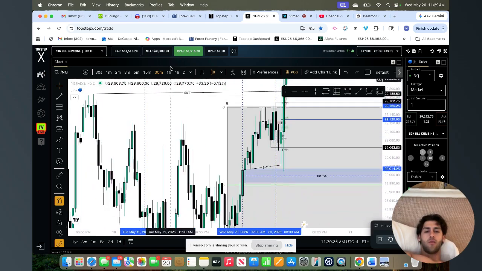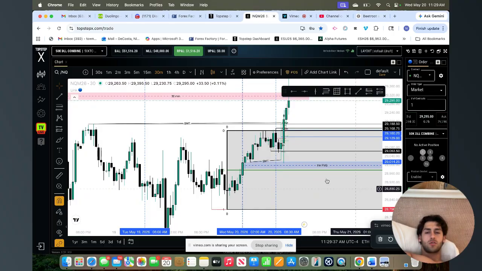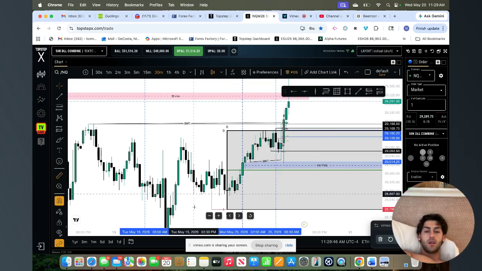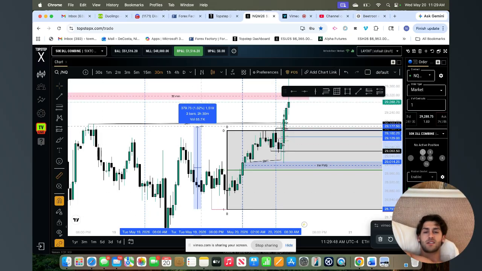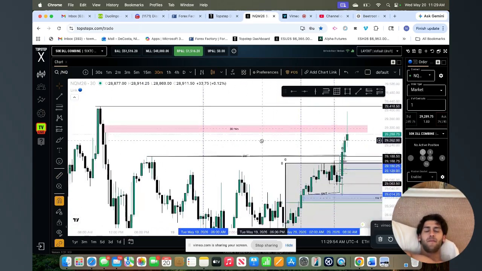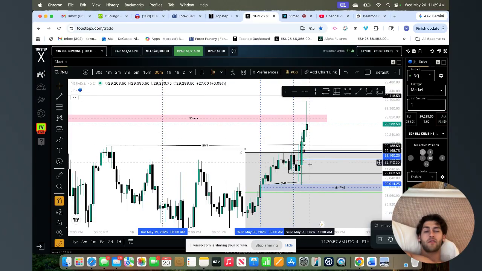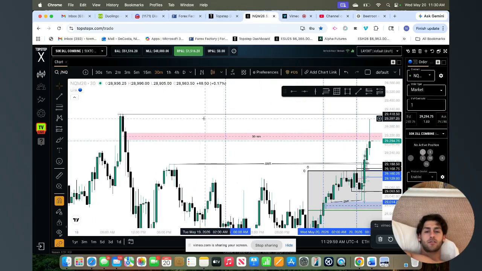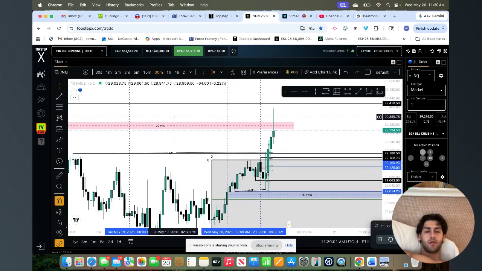But if we scale down, what I was looking for in terms of draws on liquidity was these highs and these lows. I was trying to stay in this range because this is a big range. Like, this is a really big range. From here to here, yeah, it's nearly 400-point range that I was looking to take my trades in for today. But we ended up having to break out of this range and target something above, which we did.